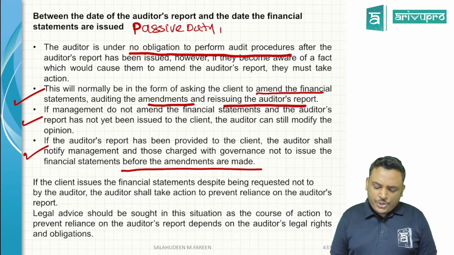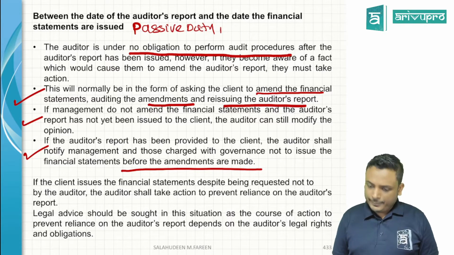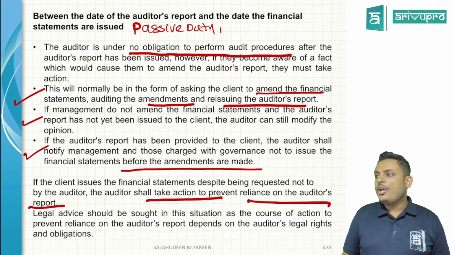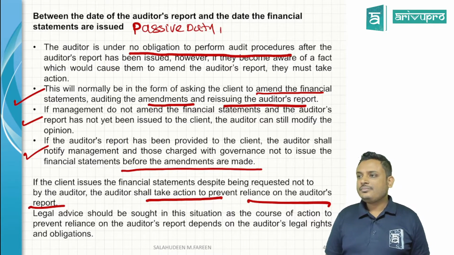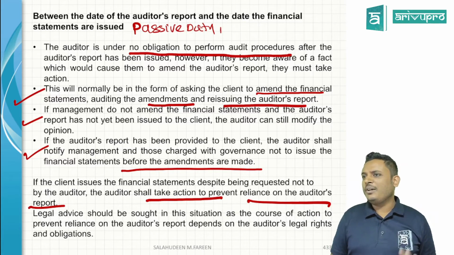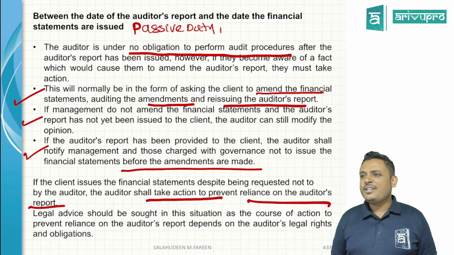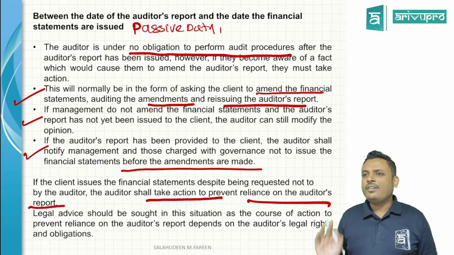If the client issues the financial statements despite being requested not to by the auditor, the auditor shall take action to prevent reliance on the auditor's report. The auditor has a right to attend the shareholders' meeting. Yes or no? So if management is refusing, what you can do is attend a shareholders' meeting and, in front of the shareholders, nicely disclose like this: there is an amendment which is material. We asked management to amend. They refused. Don't rely on our audit report.